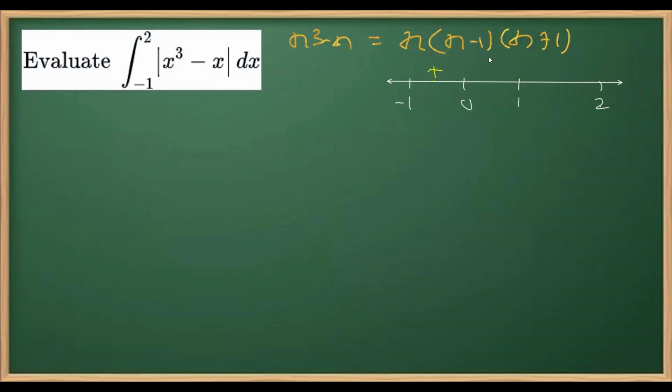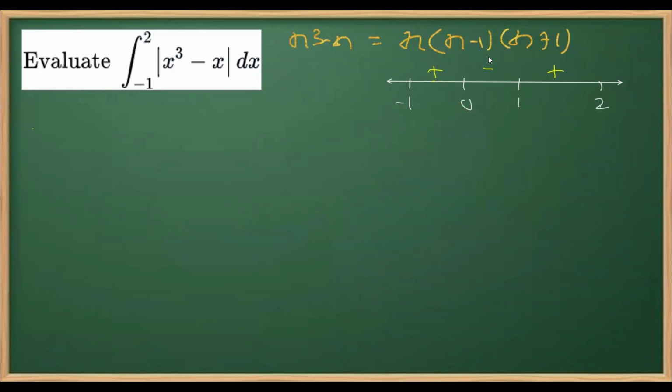Now next is placing any number between 0 to 1. I can say half. So in case of half, this is positive, this is negative, and this is positive. So positive, negative, positive is what? Negative. So you can figure out that this will all give you positive.